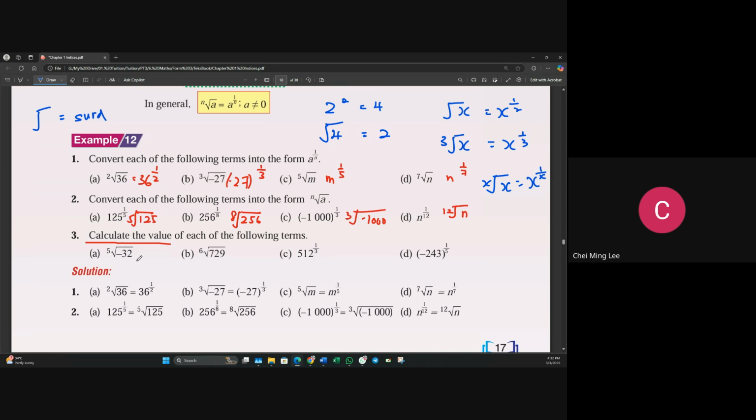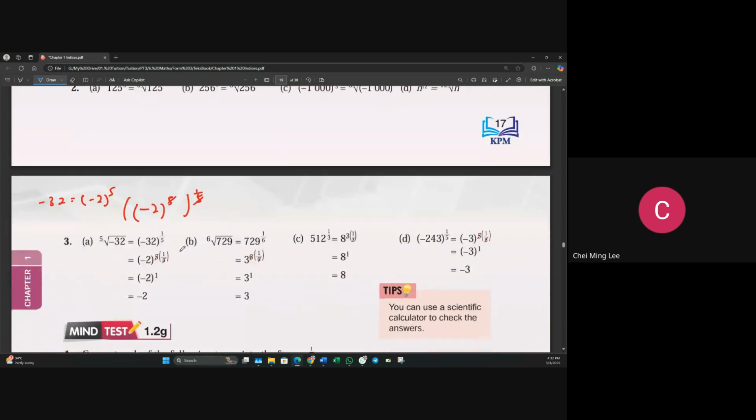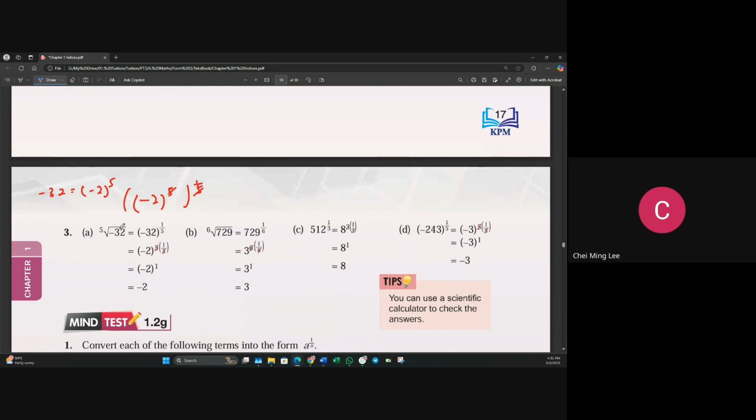Okay, so with this, you will get all these values. So calculate the value for this one. Okay, like for this one, the fifth root of negative 32 can be changed to negative 32 to the power of 1 over 5. So negative 32, we can make it negative 2 to the power of 5. So 5 times 1 over 5 leaves 1, so it becomes negative 2, because anything to the power of 1 is that thing. Okay, the sixth root of 729 becomes 729 to the power of 1 over 6. So 3 to the power of 6 is equal to 729, and then 6 times 1 over 6 leaves 1, so it's 3.